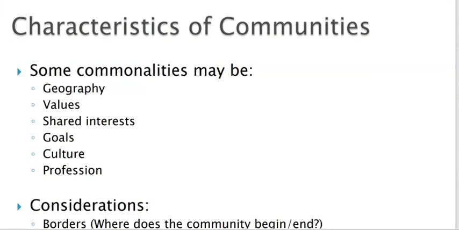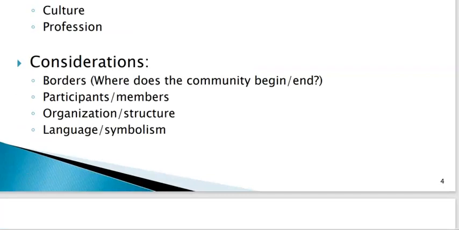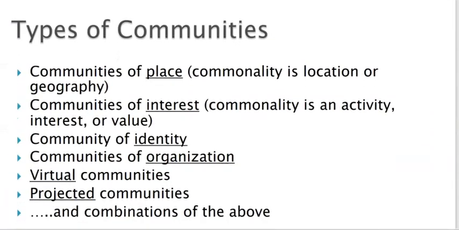What are some of the characteristics of communities? They may include commonalities such as geography, values, shared interests, goals, culture, and profession. Considerations include the borders of the community, the participants, members, the organization, its structure, language, and symbolism.